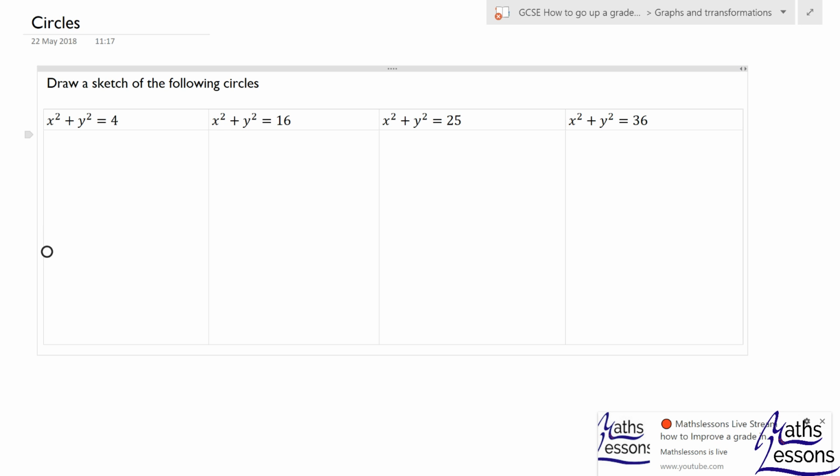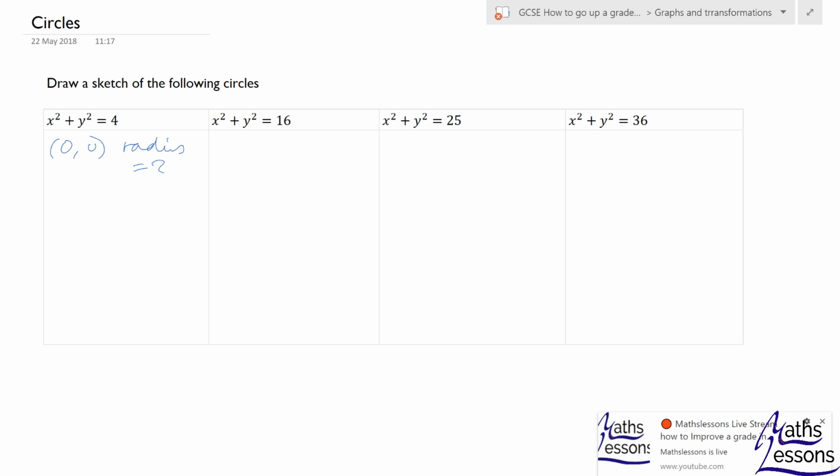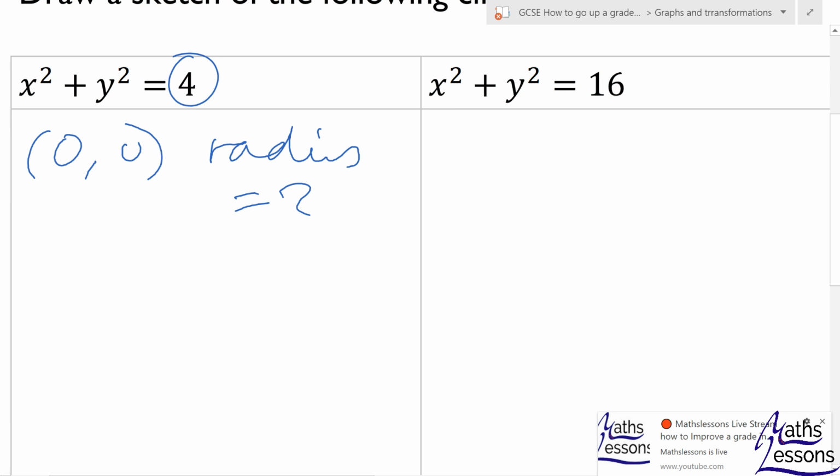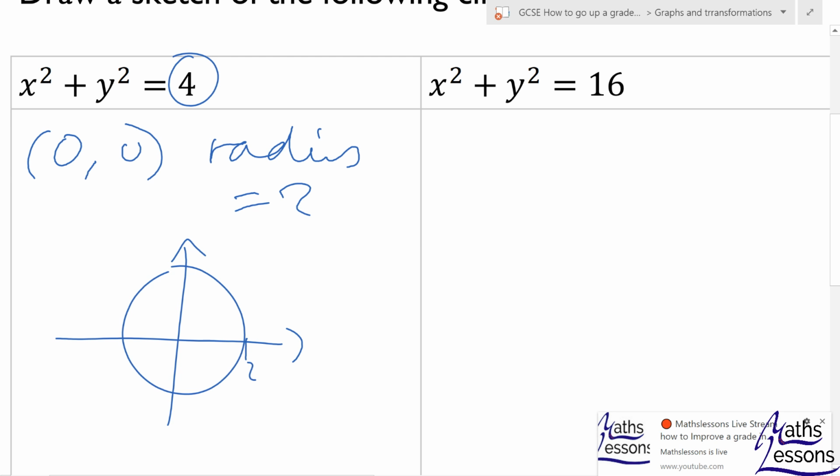Now, this is a circle with centre 0, 0, and it's got radius equal to 2. And you know that the radius is equal to 2 because the radius is the square root of this number here. So we're going to draw a sketch of a circle, radius 2, crossing at minus 2 and 2. Okay, and so that's what that one is. Remember, that gives you the square of the radius. So to find the radius, we square root that.